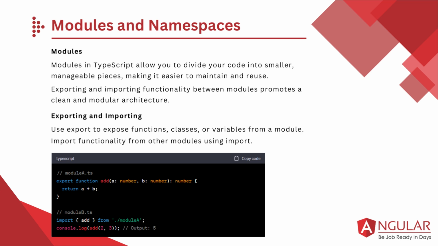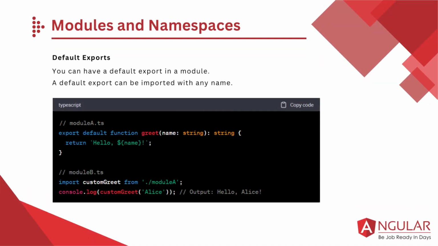By using export, you can expose functions, classes, or variables from a module, allowing other parts of your application to access and use them. And with import, you can bring in functionality from other modules to use in your current module. 2. Default exports, while you can export multiple elements from a module.